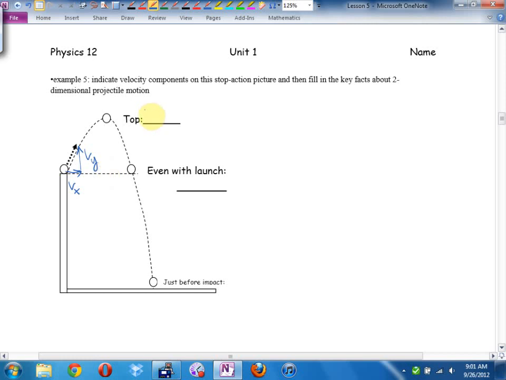I think Vy equals 0. Are you telling me it's no longer moving horizontally, that it's just frozen up there, hanging up there in space? No, no. At the top, though, Vx still equals Vx. It hasn't changed yet.